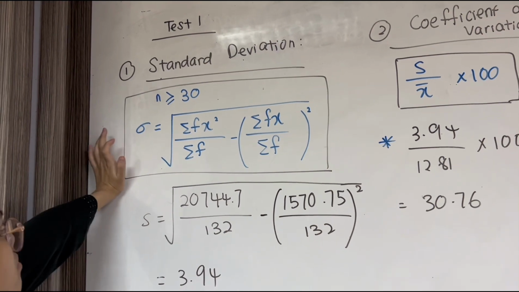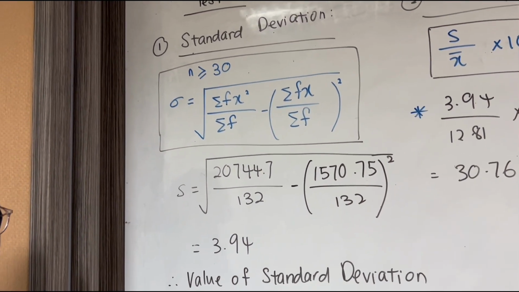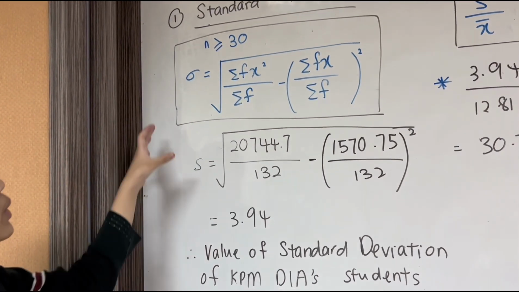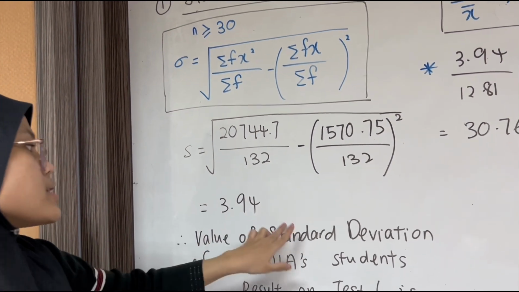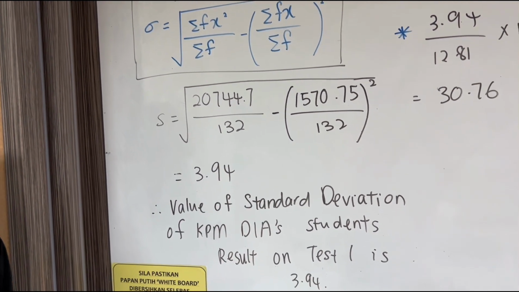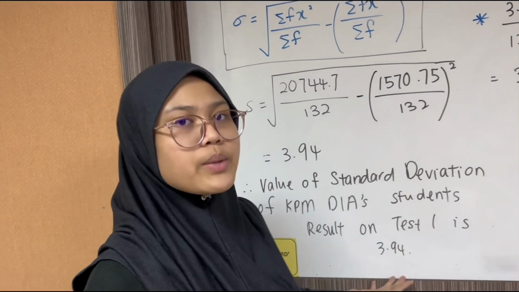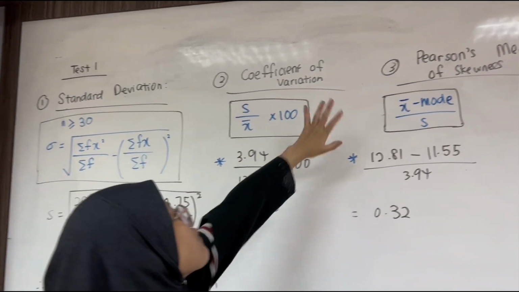Okay, so now we will use this formula since our students are equal to 30. We use this formula and we will get 3.94. So the value of the standard deviation of KPM-DIA students' result on test 1 is 3.94. Okay, now we move to the coefficient of variation.